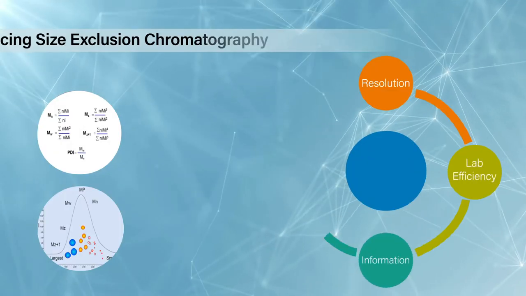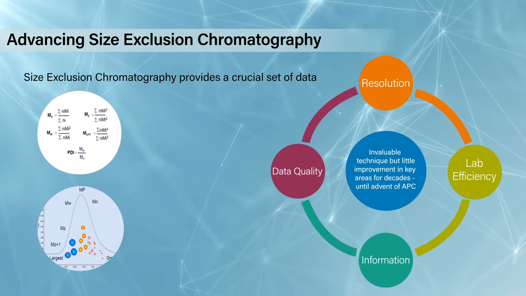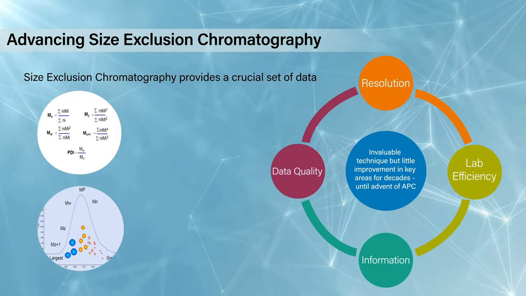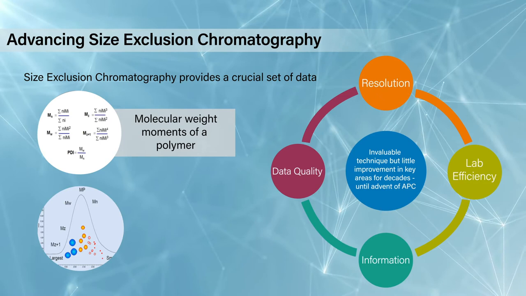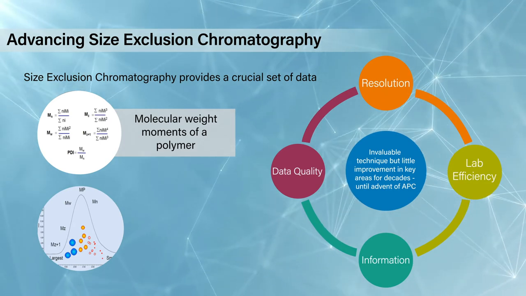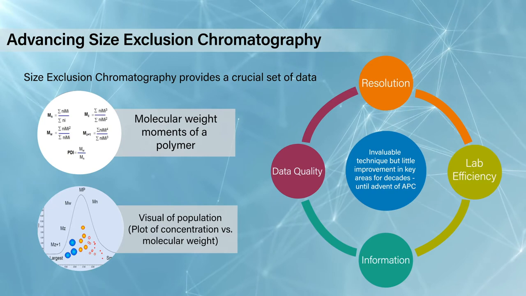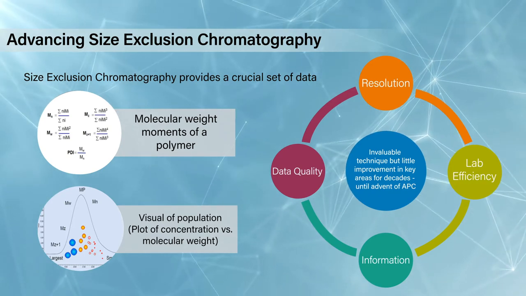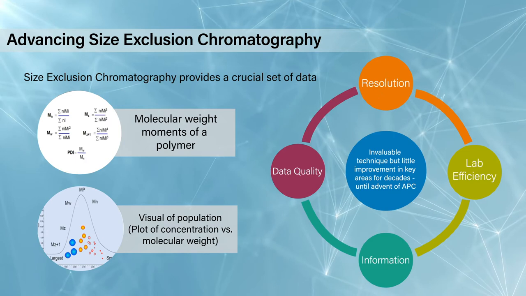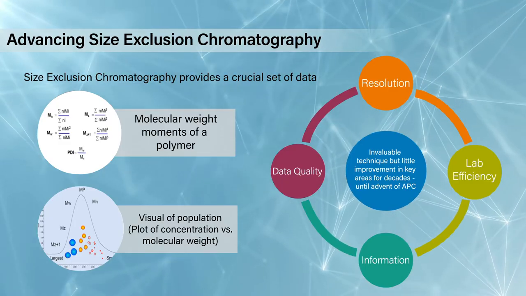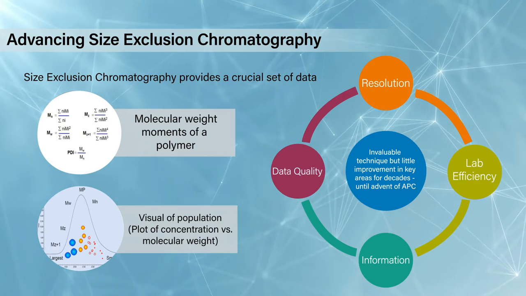Size exclusion chromatography has been around for 60 years now, and it provides a crucial set of data. You have your molecular weight moments, the molecular weight averages of your polymer distribution, and the visual indication of the population of your polymer chains in solution. There has not been a lot of advancement in this area over that period until the advent of the APC back in 2013. And today I'd like to talk about some of the advances in method development that this technology brings to the table.